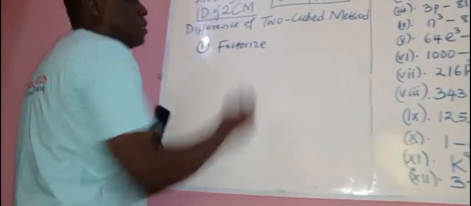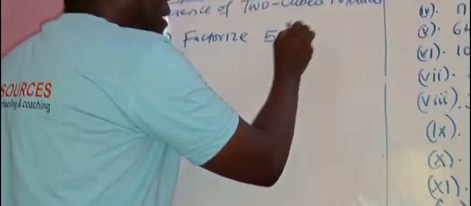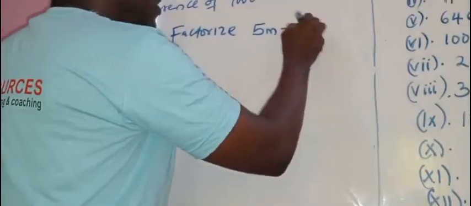Factorize 5m minus 625m raised to the power 4. I start with a very big one.